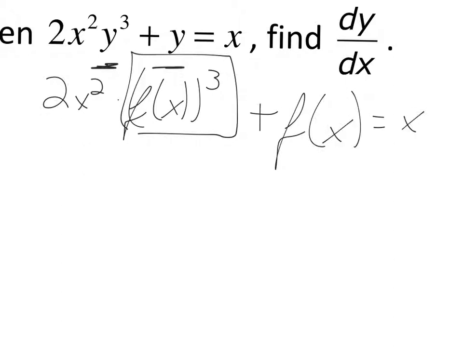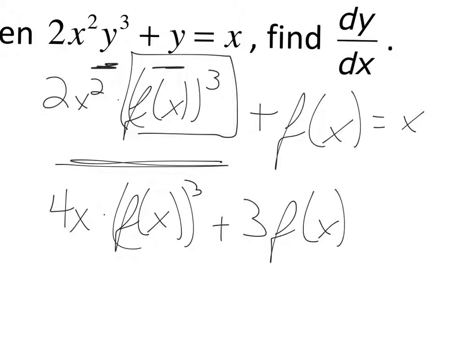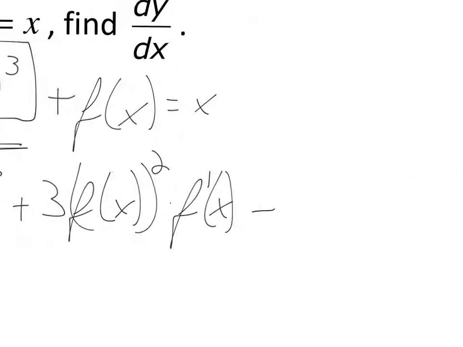Now, as we saw in class, my strategy is to solve for f prime of x. So on the left here I have a product, so I'll apply the product rule. 4x times f of x quantity cubed plus the derivative of f of x quantity cubed, which via the chain rule is 3 f of x squared times f prime of x. So there's my product rule, plus the derivative of f of x, which is f prime of x, equals 1.